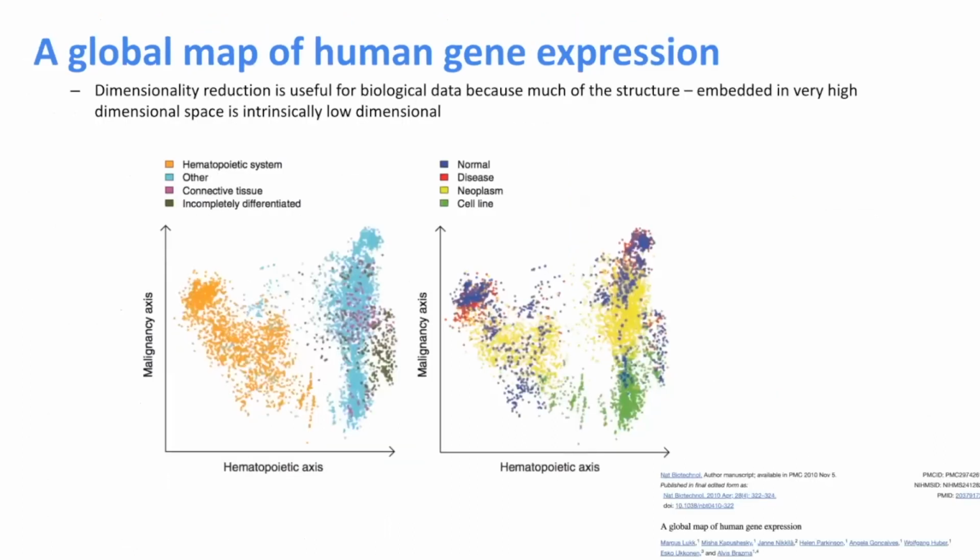So this is from a nice paper. It's called A Global Map of Human Gene Expression. And it looks at this specific hematopoietic system. And what's really nice about this is, they're interested in how malignant the cells are, and it's kind of perfect, because on the first principal component, which is the x-axis, it really splits between the different tissue types.